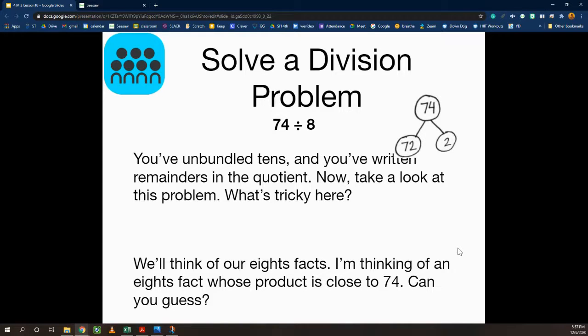74 can be broken up into 72 and 2. One of my 8's facts is 9 times 8 is equal to 72. So therefore, if I think about it like that, I know that 72 divided by 8 is 9. And then my 2 also is the remainder.